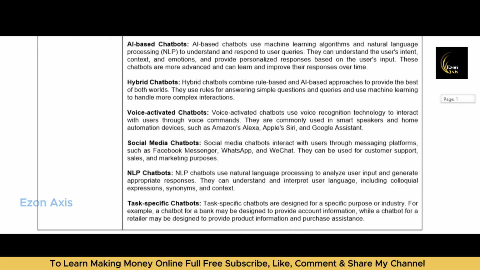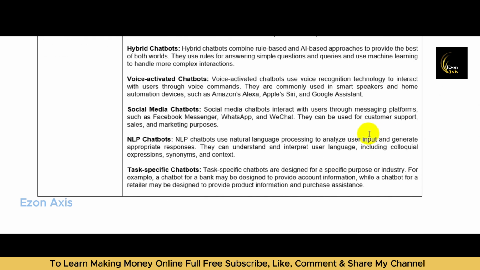Now, social media chatbots. Social media chatbots interact with users through messaging platforms such as Facebook Messenger, WhatsApp, and WeChat. They can be used for customer support, sales, and marketing purposes.